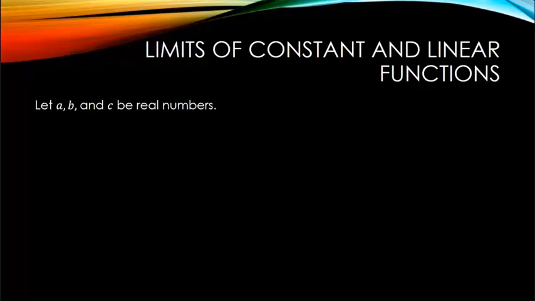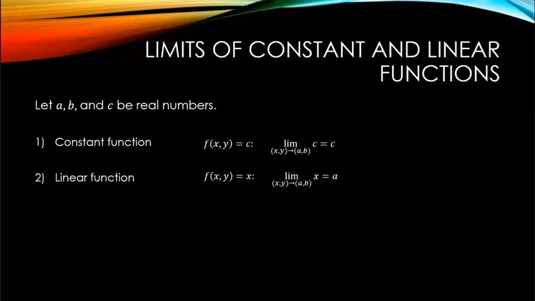So now I want to define limits of constant and linear functions. I'm going to let a, b, and c be real numbers. The constant function f of x y is equal to c has the limit as x y approaches a b of c is equal to c. If I have a linear function, f of x y is equal to x, then the limit as x y approaches a b of x is a. So this is just the direct substitution of a for x. If I have another linear function, f of x y is equal to y, then the limit as x y approaches a b of y is equal to b.